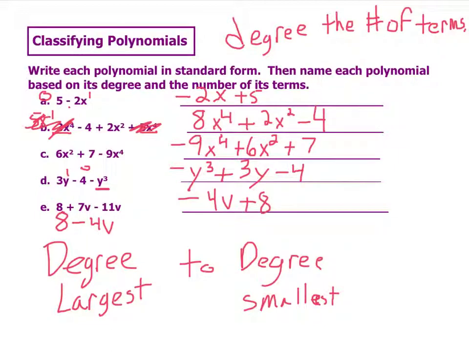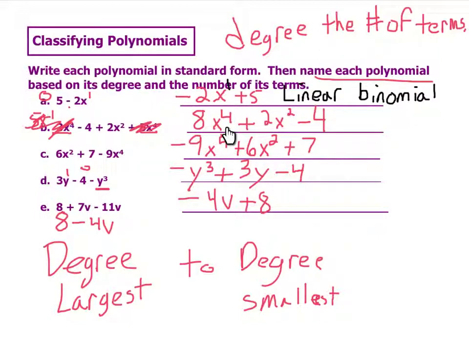So I need to name them based on their degree and number of terms. But notice before you do that, you have to simplify. Otherwise this B and E would have been misnamed. So what's my highest degree here? It is 1. Because my highest degree is 1, I'm going to call it linear. And because it has 2 terms, it's a binomial. So this is a linear binomial, 2 terms.